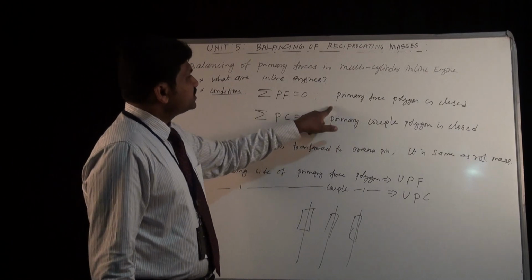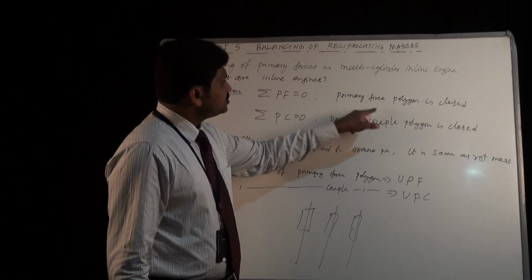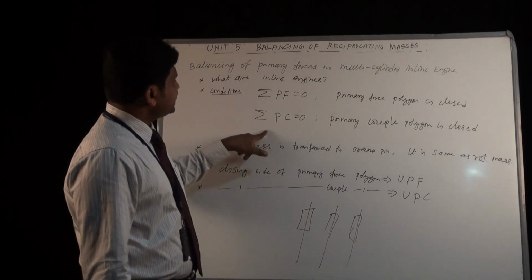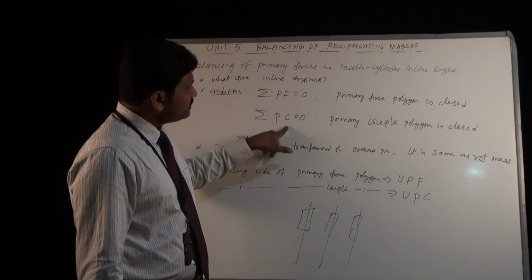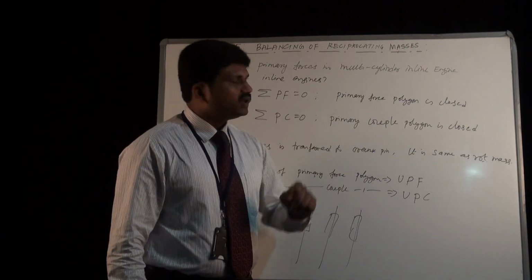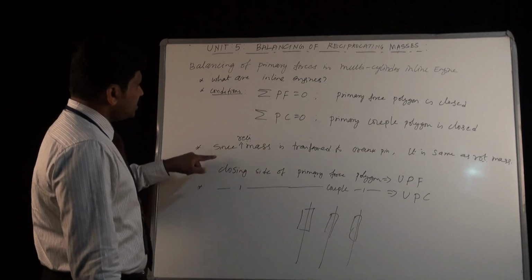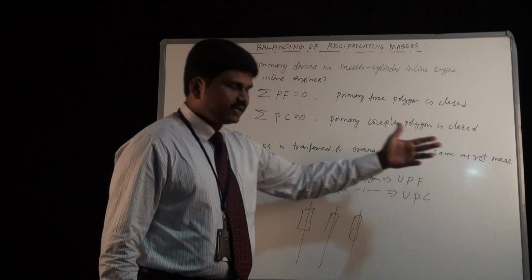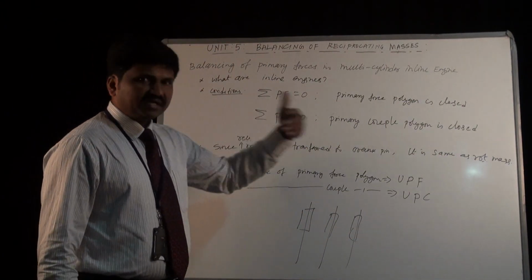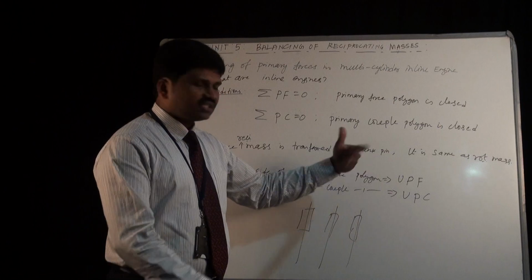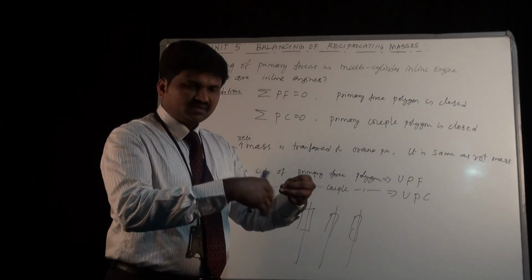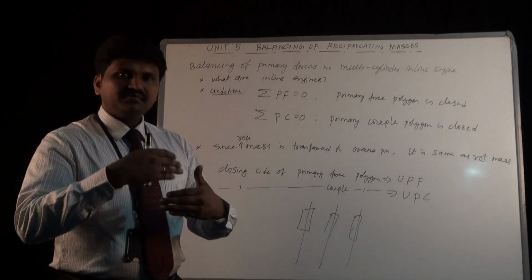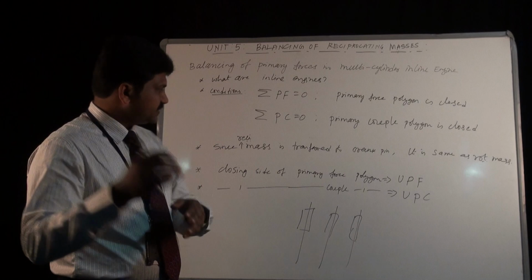That means the resultant primary force must be equal to 0. In other words, the primary force polygon must be closed. Then the resultant primary couple must be equal to 0, or the couple polygon must be closed. Since the reciprocating mass is transferred to the crank pin, it is the same as rotating masses, as I told earlier. So this can be considered as a mass rotating in one plane or in several planes. This will be solved similar to the balancing of several masses rotating in different planes.